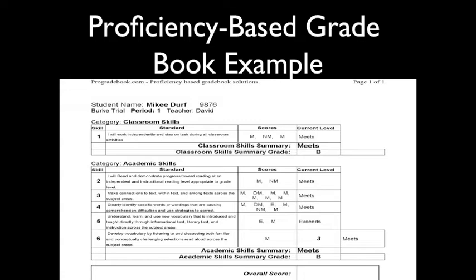In classroom skills, if you look down under academic skills, you can see skill number 2, I will read and demonstrate progress toward reading at an independent and instructional reading level appropriate to grade level. This is a state standard that teachers thought was extremely important. And so next to that standard, you can see the student's scores and opportunities, and then a current level for that standard. So you can see the theme here that as kids work on demonstrating proficiency in their standards, we keep scores for each of their opportunities, and they're given multiple opportunities.